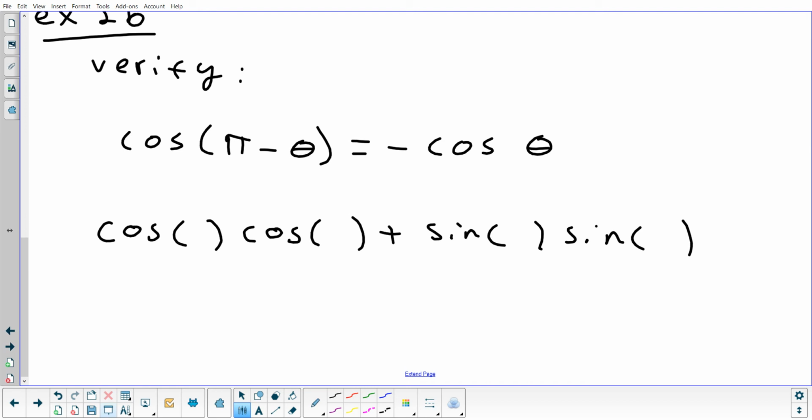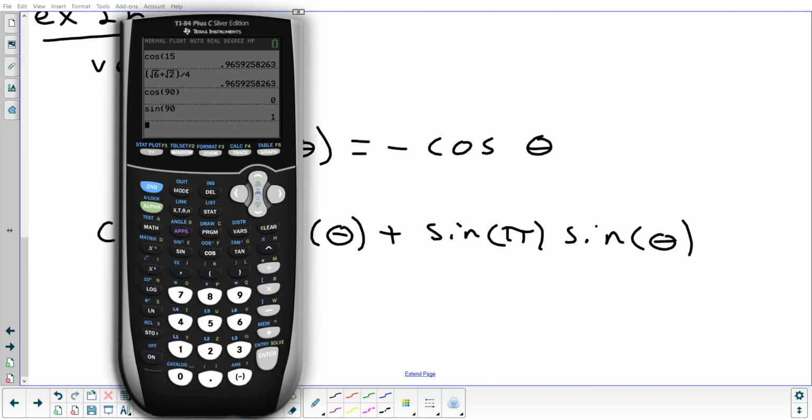Now we fill it in. What's going to go here? Pi. And here, theta. And then repeat it again. Pi and theta. So let's simplify what we can. The cosine theta and the sine theta, those are going to stay right where they are. But let's do the cosine of pi.